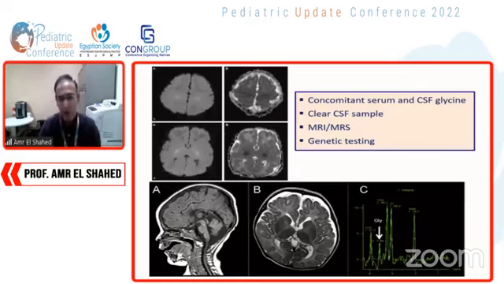So the patient went through the different testing for non-ketotic hyperglycinemia that included having a serum glycine level and a concomitant sample from the CSF, which confirmed a high level of glycine. And the patient was diagnosed with non-ketotic hyperglycinemia.